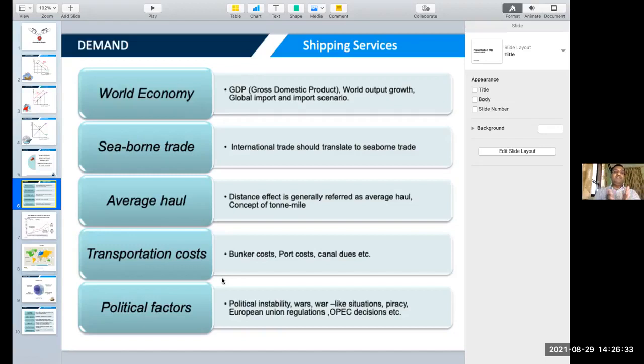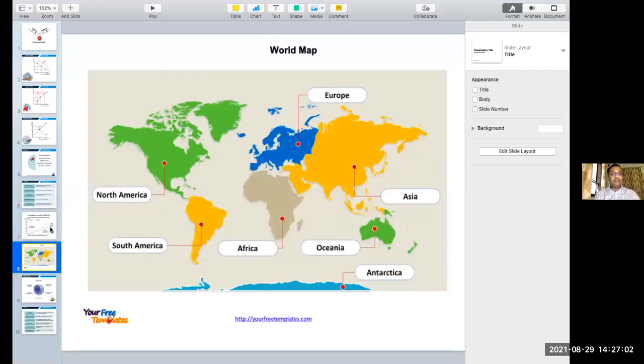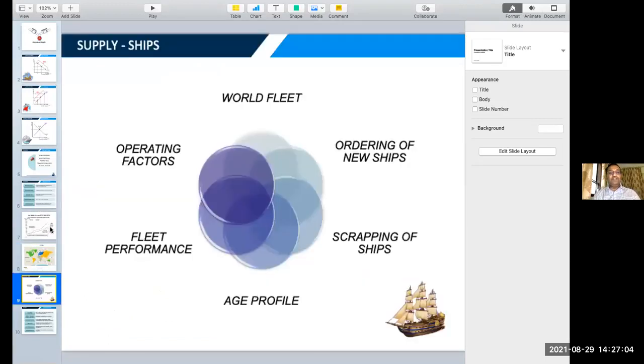Transportation cost, we had discussed. If there is an increase in transportation cost, definitely the demand for shipping will come down, because when costs go up, logically the freights will also be under pressure, and when freights are under pressure, people will use alternate methods as mode of transportation. Why should they come and take ships? And political factors. So all these points we had discussed in the last class. If I'm correct, we are yet to discuss factors influencing supply of ships. Am I right? That is what I think we have yet to discuss.